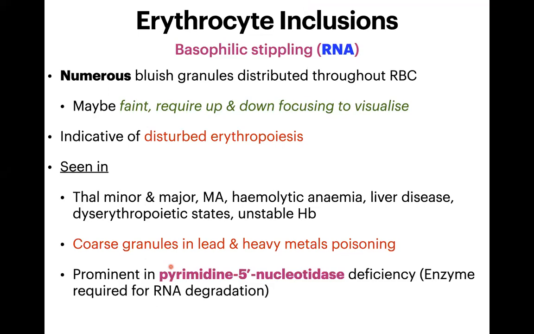This basophilic stippling is prominent in pyrimidine 5' nucleotidase deficiency because this enzyme is required for RNA degradation. So if its deficiency is there, obviously the basophilic stippling will be increased.